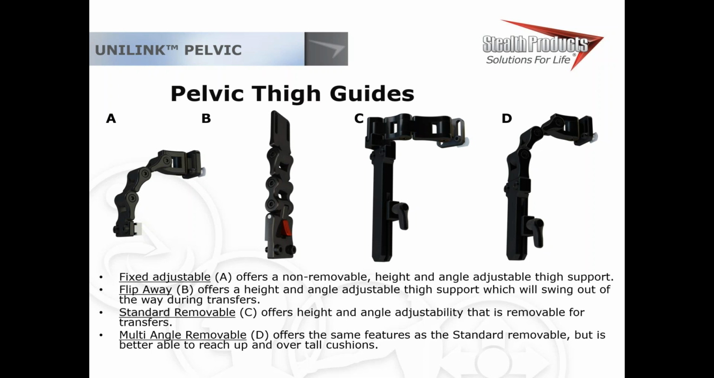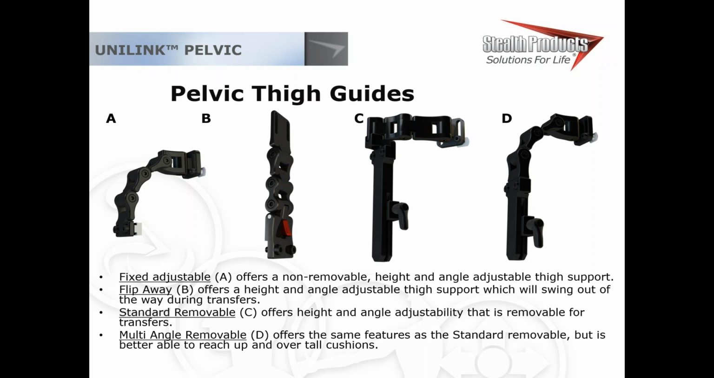When you look at the next one to the right, our B option here would be flip away. So this one, you still get height and angle adjustability out of your thigh support, but now you introduce a swing away mechanism to it. So it swings away for transfers and offers a really nice piece here. Our third one would be your standard removable thigh support. You have height adjustability, angle adjustability, and it's removable.